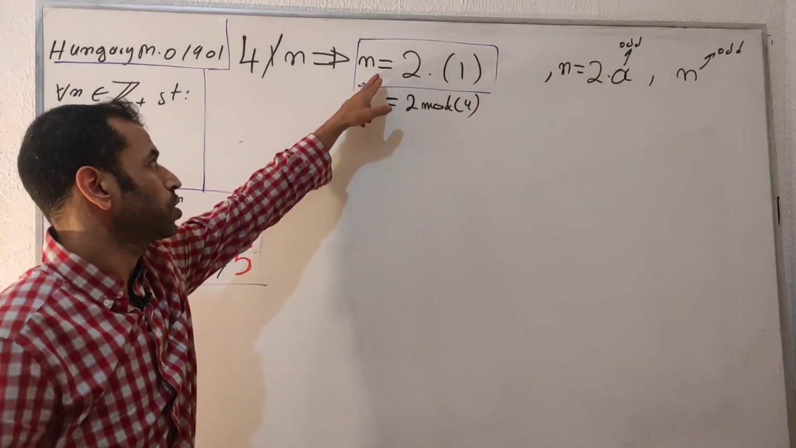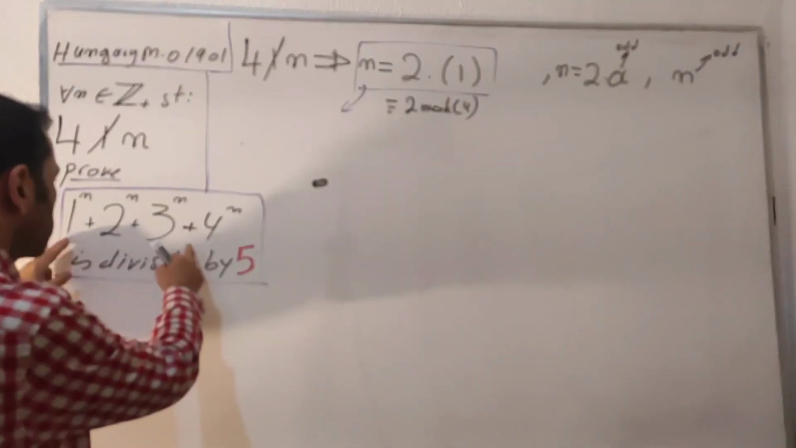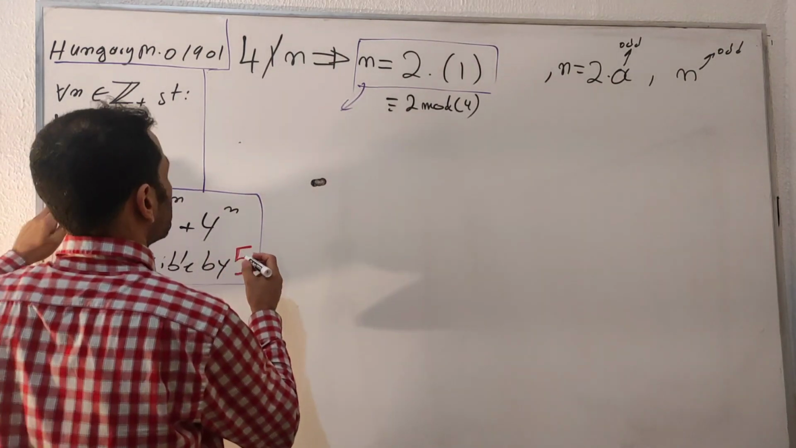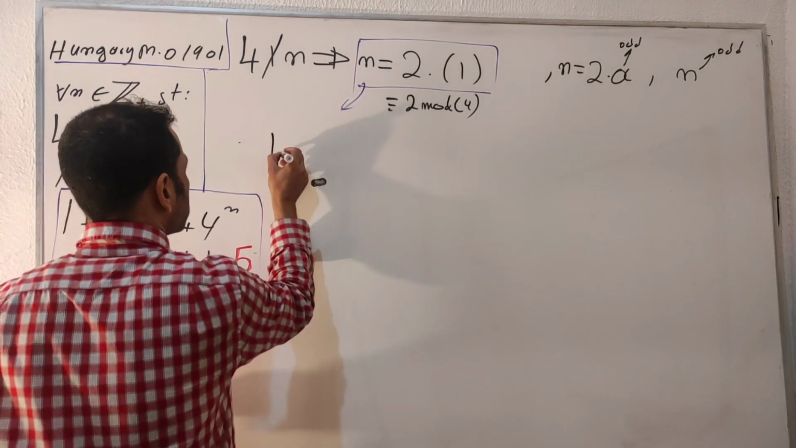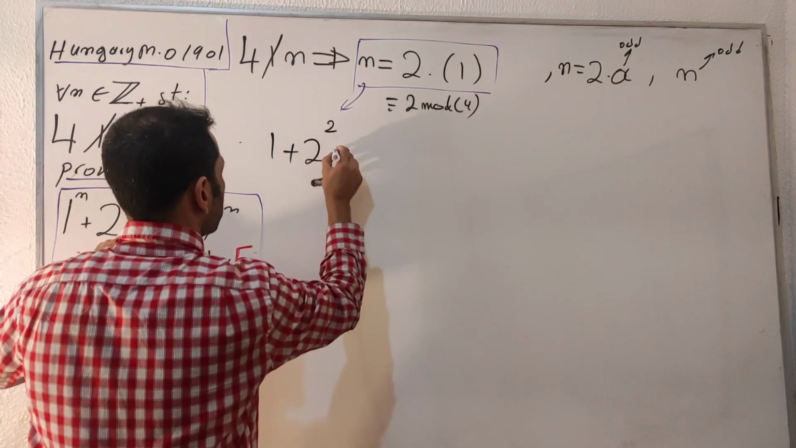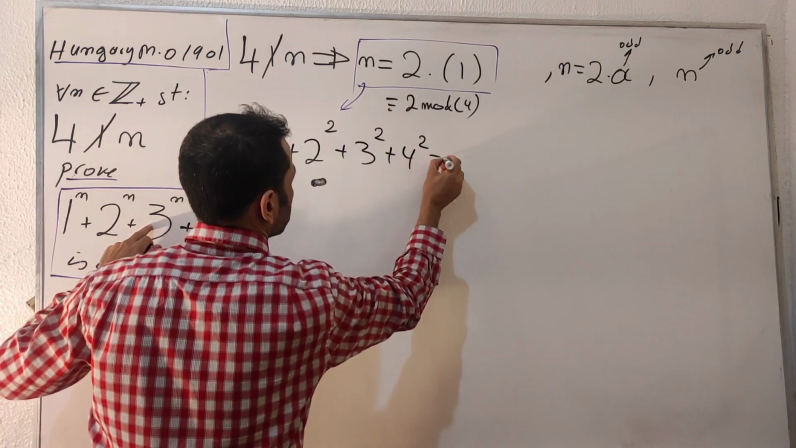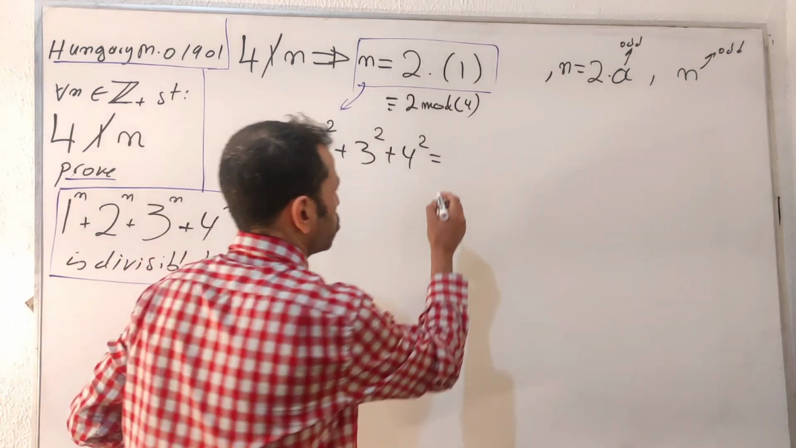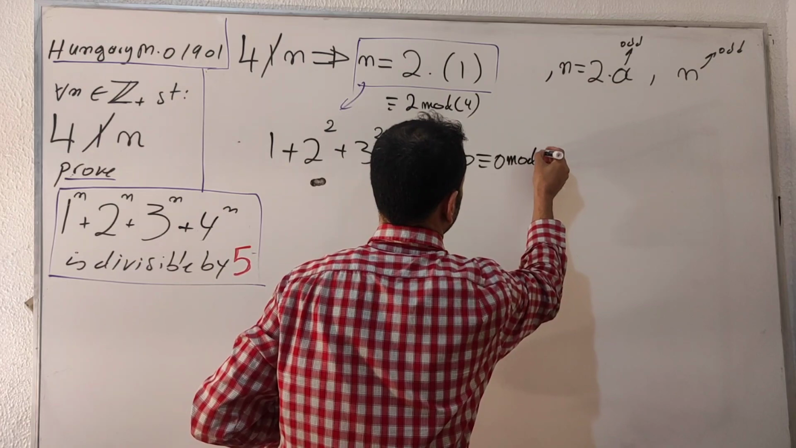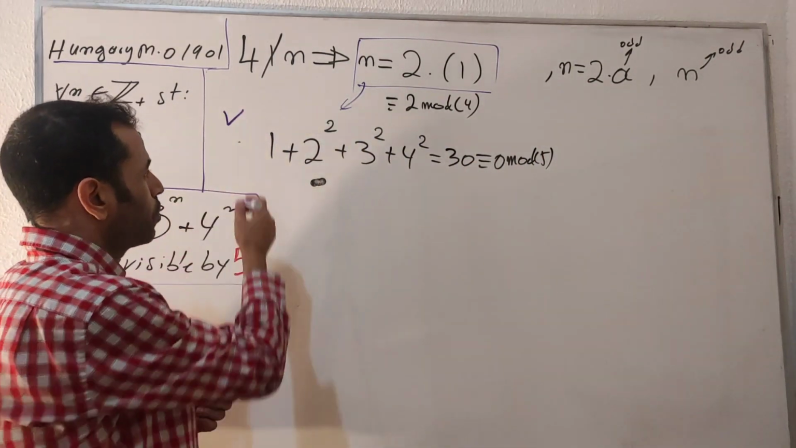I'm simply going to replace this value of n into this setup and see what the expression is. So I get 1 to the n, which is the number 1. This one will have 2 squared, this one 3 squared, and this one 4 squared. If you calculate this one, it is given as 30. 30 is congruent to 0 mod 5 because 5 divides this. Now we are good to go. We have proven this one.